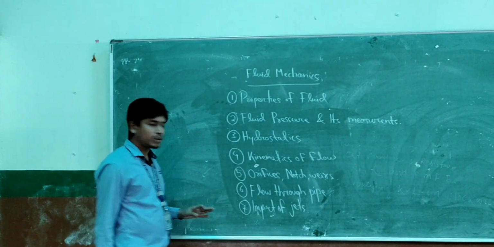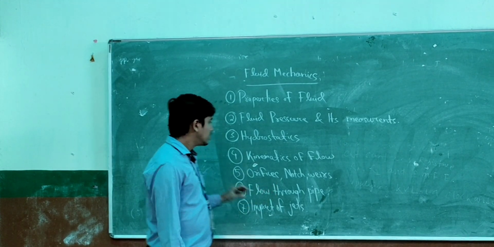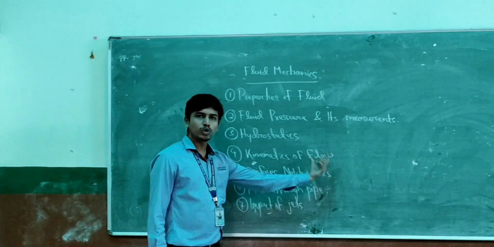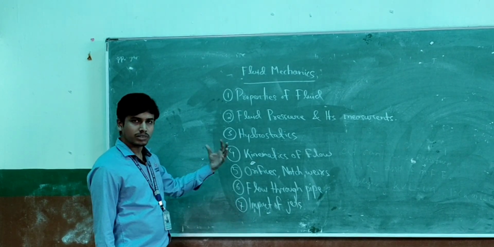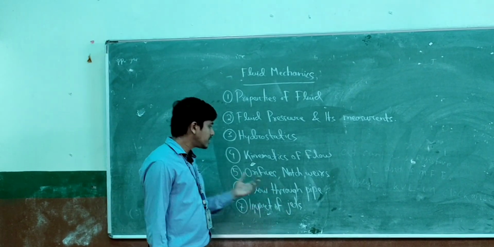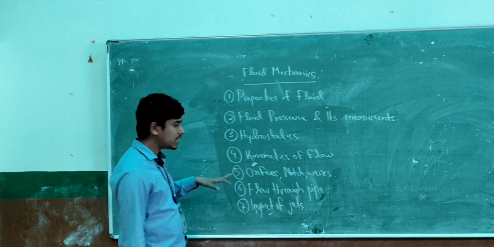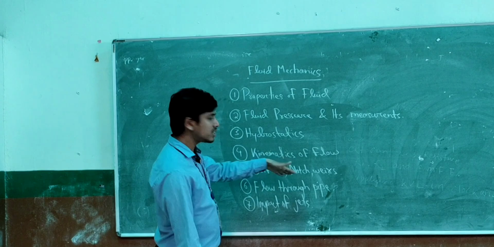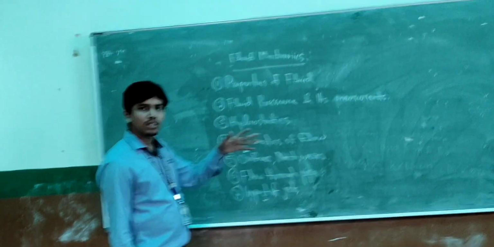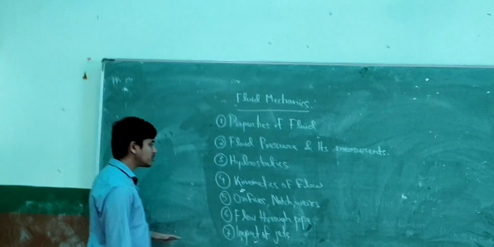Then the fifth chapter, orifice, notch and weir. The orifice meter is a similar part to the venturimeter studied in kinematics of flow, but it is included in the fifth chapter separately. Then, when we go through this chapter, we will deeply understand what a notch is, what a weir is, and what the discharge calculation formulas are.